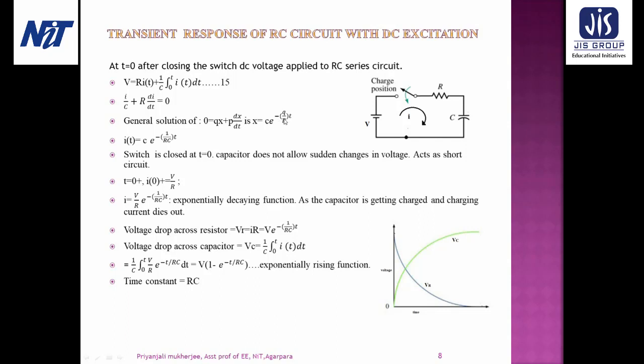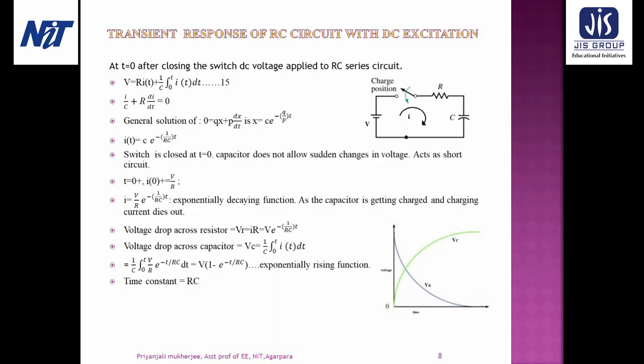Again, we are considering the general solution of this homogeneous equation as C into e to the power minus t by some constant, and comparing this with the current equation, we can say that i equals C into e to the power minus 1 by R C into t. Then the switch is closed at t equal to 0, and the capacitor doesn't allow sudden changes in the voltage, so it acts as a short circuit. At t equal to 0 plus, i equals V divided by R, and i becomes V by R into e to the power minus t by R C.